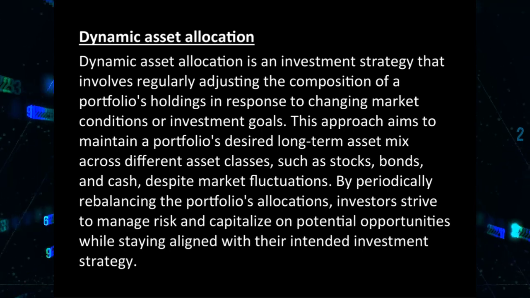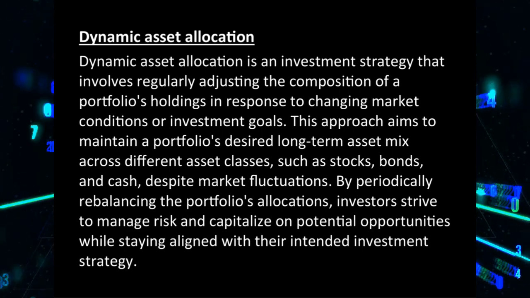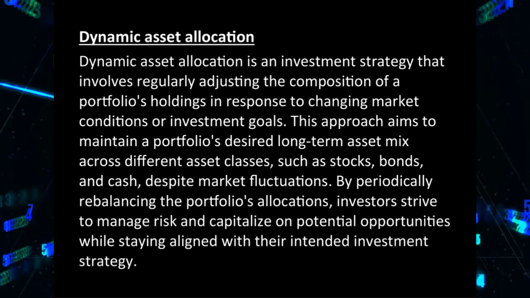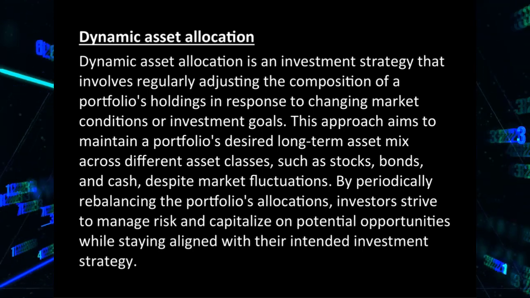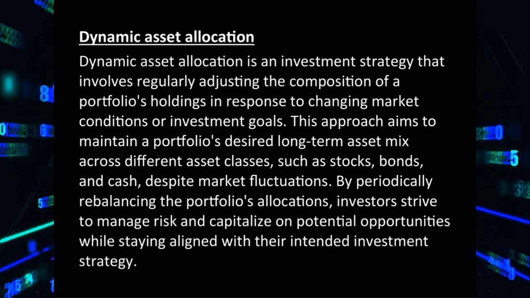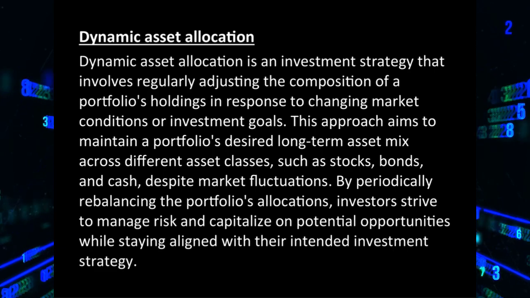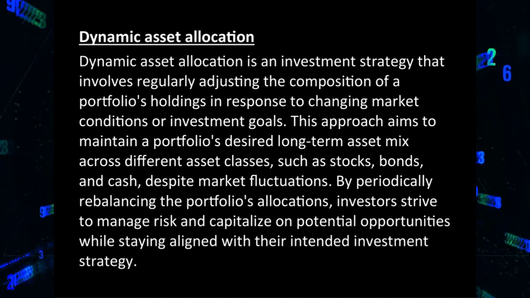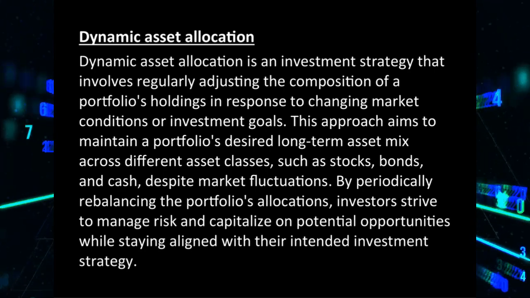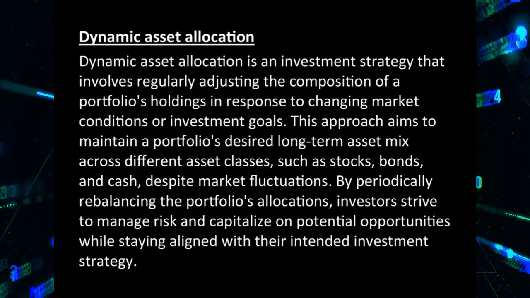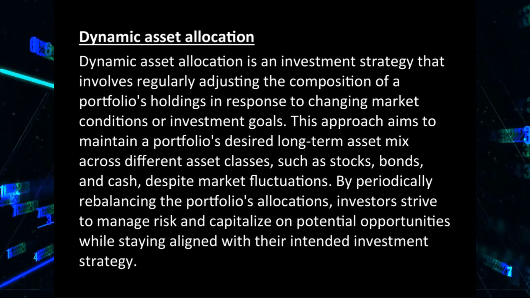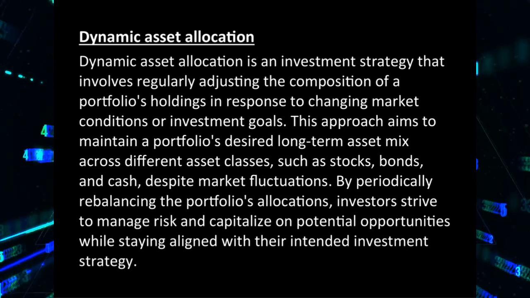Dynamic asset allocation. Dynamic asset allocation is a strategy that involves regularly adjusting the composition of a portfolio's holdings in response to changing market conditions or investment goals. This approach aims to maintain a portfolio's asset mix across different asset classes, such as stocks, bonds, and cash, despite market fluctuations. By periodically rebalancing the portfolio's allocations, investors strive to manage risk and capitalize on potential opportunities while staying aligned with their intended investment strategy.